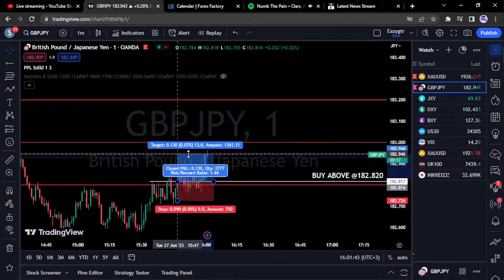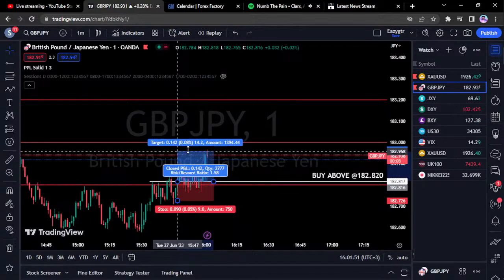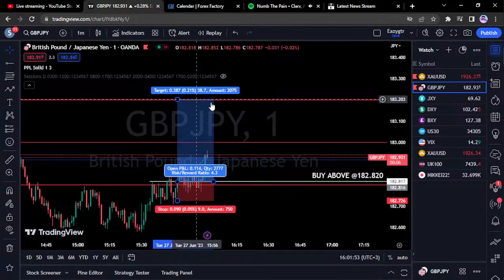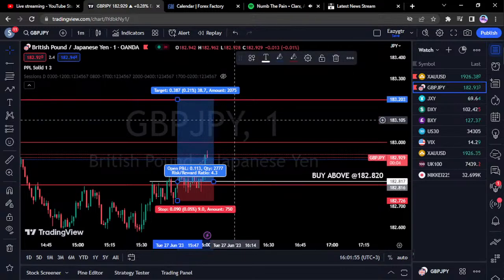So we are up 10 pips. The scalpers in the chat, you can close your trades at 10 pips. The intraday traders, you can look to hold it to 183.200.